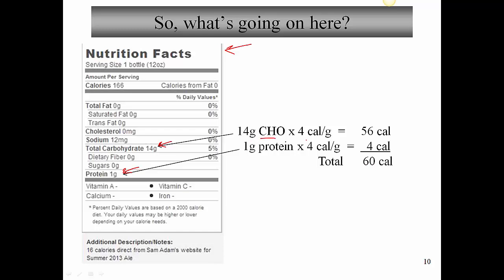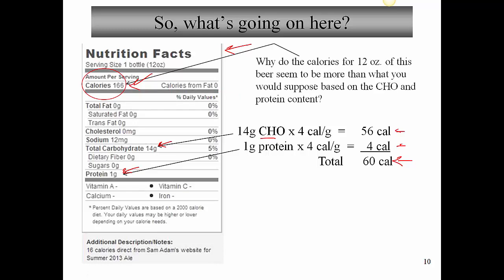We want to calculate the total number of calories here. Notice that we have 14 grams of carbohydrate, and that is 4 calories per gram for 56 calories. We only have 1 gram of protein times 4 calories per gram. That's 4 calories. That makes a total of 60 calories. But wait a minute. If you take a look up here, notice that the total calories in this one bottle of beer is 166. So why in this 12-ounce bottle of beer do we seem to have more calories than what is listed on the label?